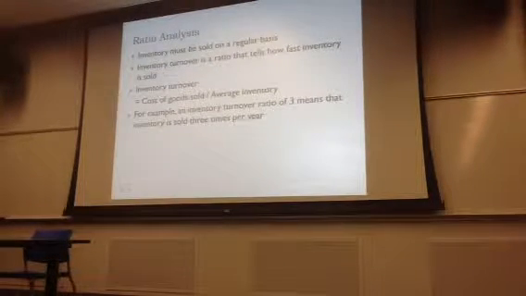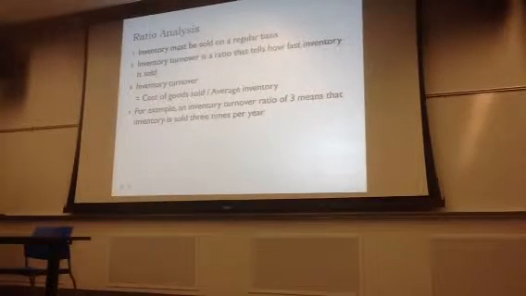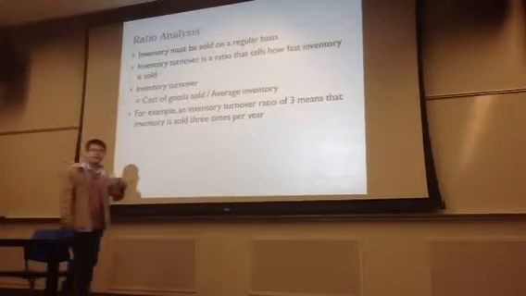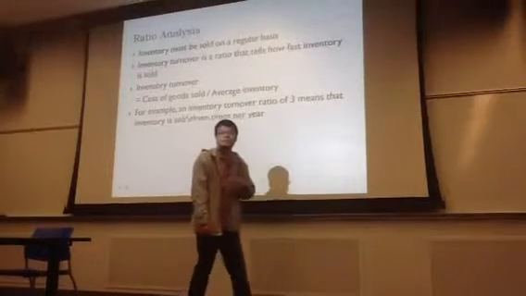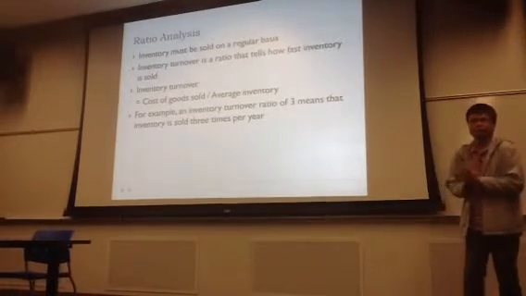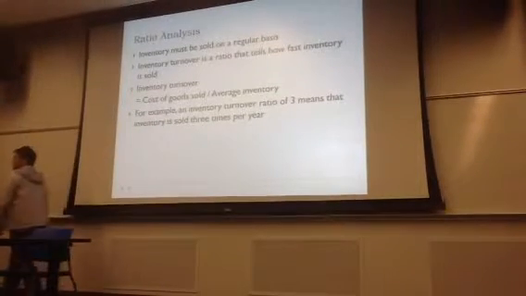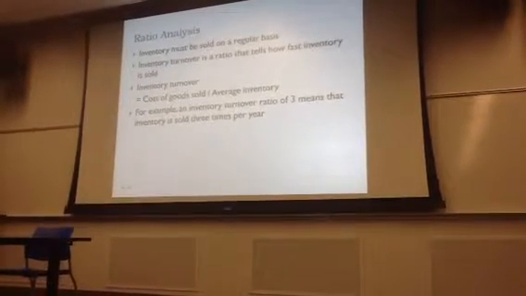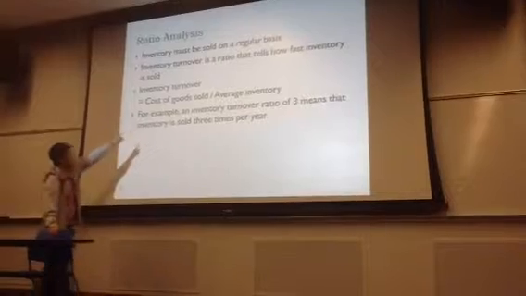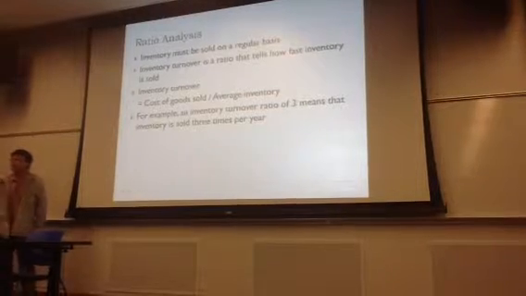So the higher the number, the better the company is. And here the logic is the same: how fast the company is able to sell the inventory. Usually the higher the number is, the better once again, because that means you're able to sell the inventory faster. The faster you sell your inventory, the more profit you can get. So you take cost of goods sold divided by the average inventory. For example, an inventory turnover ratio of 3 means the cost of goods sold is 3 times higher than the average inventory. What that means is you are selling your inventory 3 times per year.